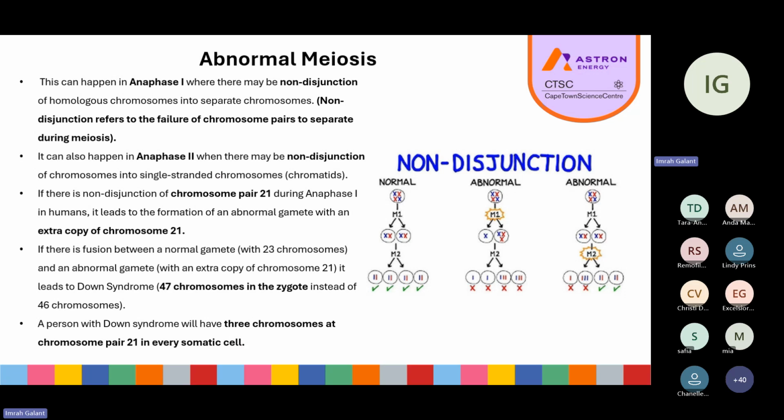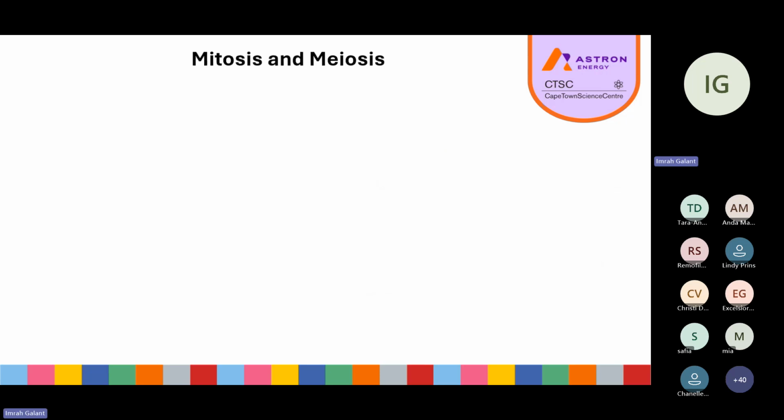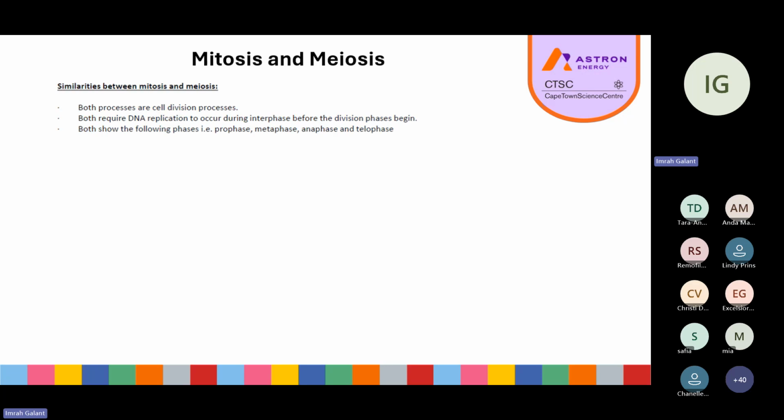Okay, then moving on to mitosis and meiosis. Now we're going to look at the similarities and the differences between them. Starting with the similarities, both processes are cell division processes. Both require DNA replication to occur during interphase before the division phases begin. And they both have the following phases: prophase, metaphase, anaphase, and telophase. So that's quite simple and easy to remember. But now let's look at the differences.